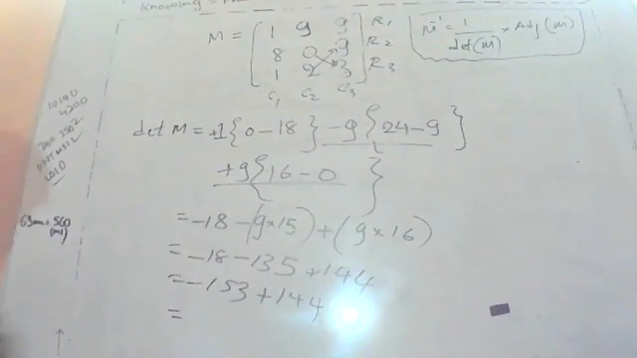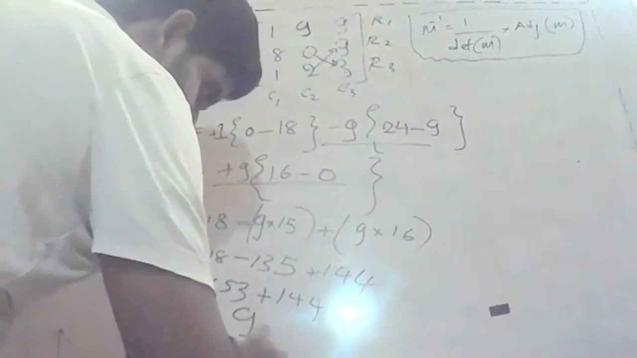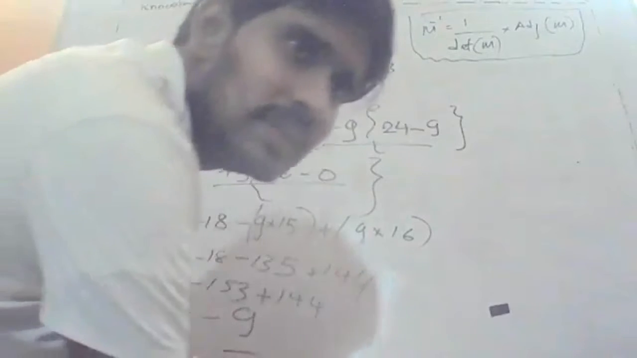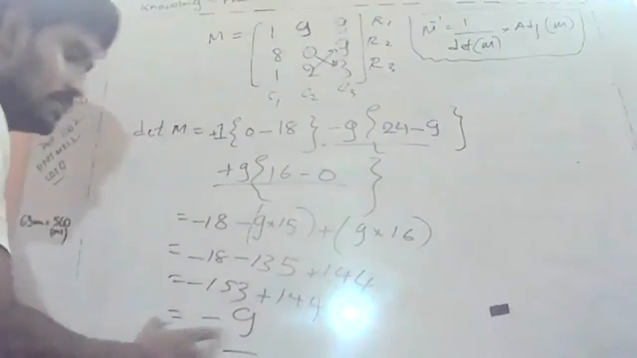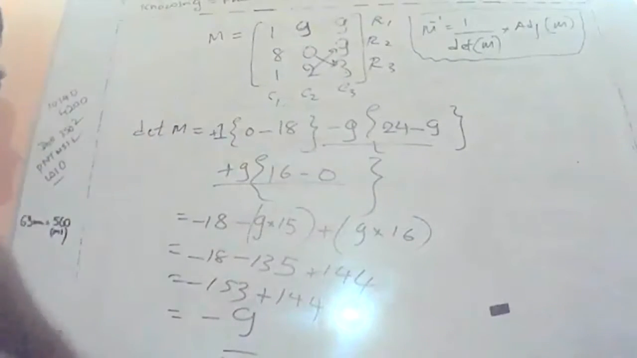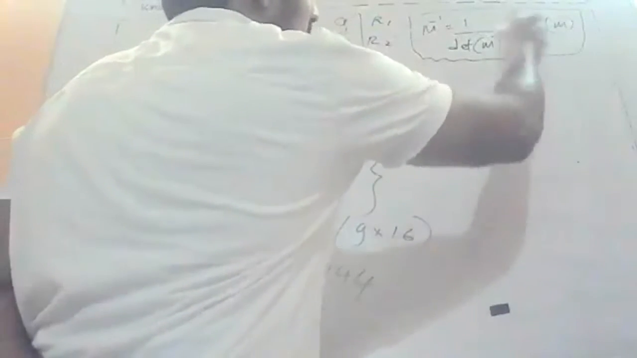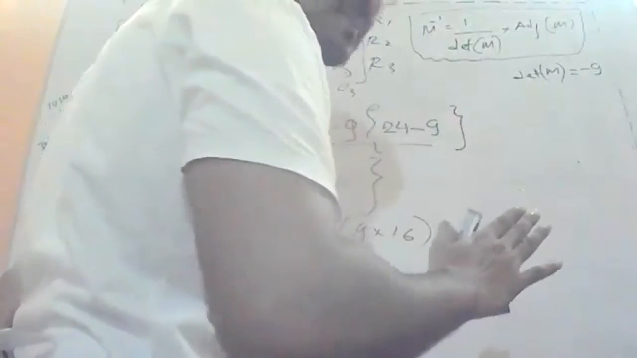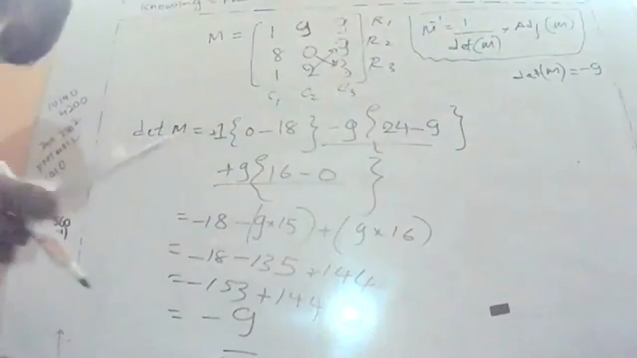It should be minus 9. Check whether you are getting the answer as minus 9. So minus 9, I hope you can see the answer. Yeah, minus 9. So minus 9 is the determinant, right? So from here we'll write determinant of m is minus 9. Clear? Right. So now the next guy.